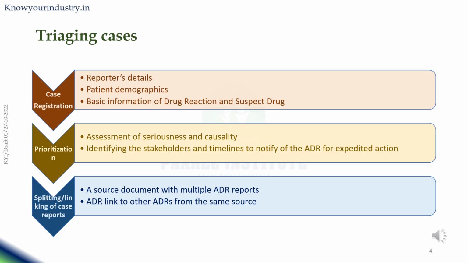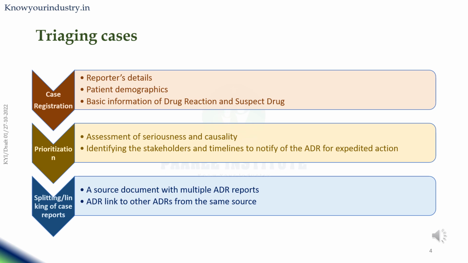During the case registration, the administrative information and basic information of the case will be entered into the safety database. Administrative information includes the reporter details, that is, reporter's name, address, and contact details. Patient demographics include patient initials, gender, age, medical history, concurrent medical conditions, and concomitant medications.